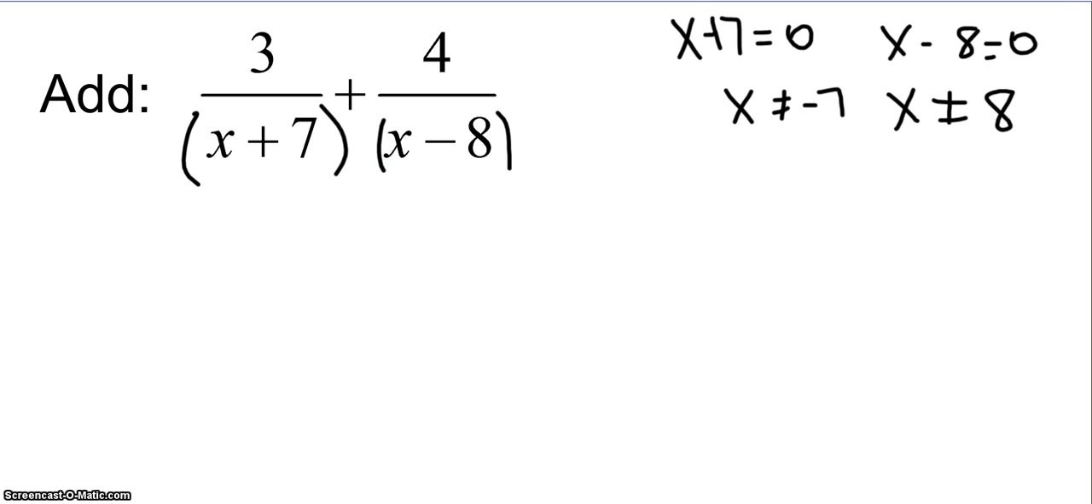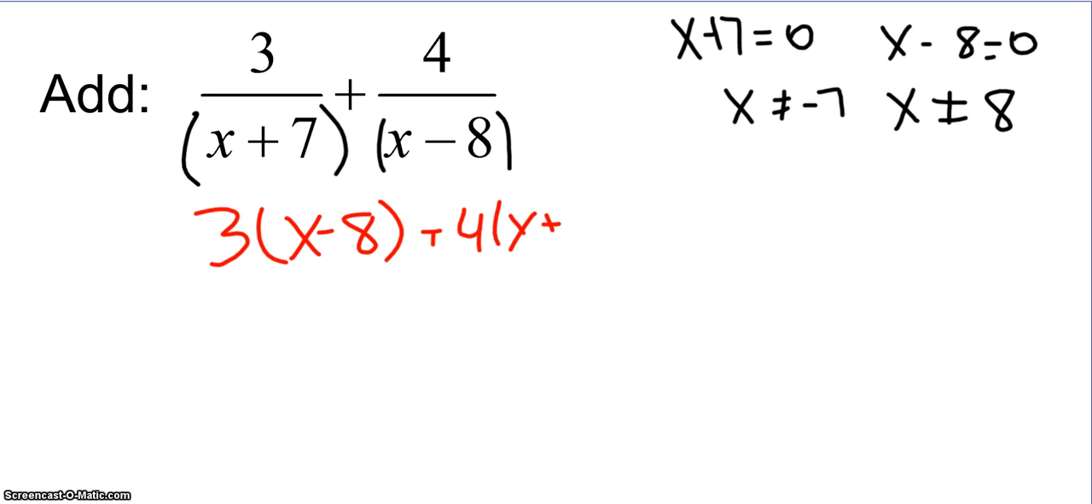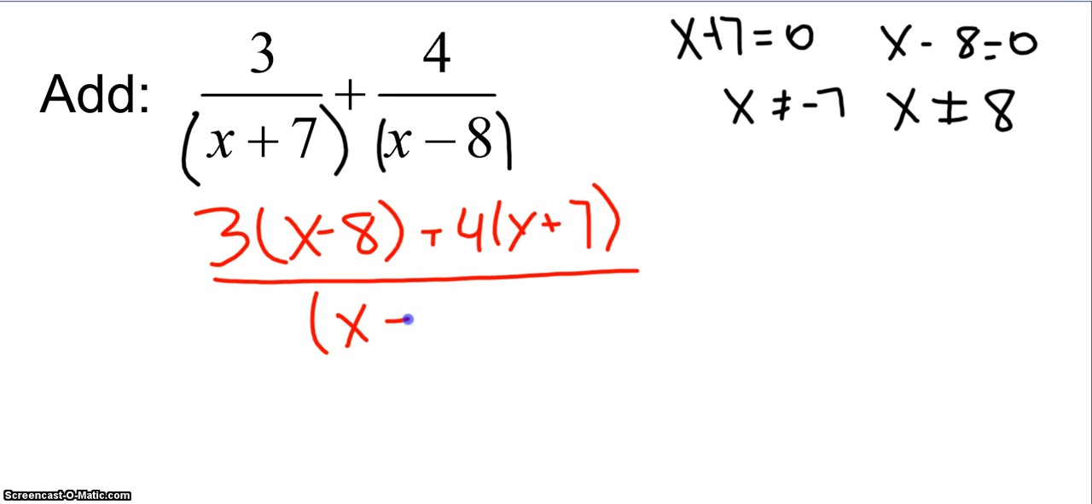And now let's write it as one common fraction. So the 3 over (x plus 7) is missing the (x minus 8). So I'm going to multiply 3 times (x minus 8). Then the 4 over (x minus 8) is missing the (x plus 7). So I'm going to do plus 4 times (x plus 7). And that's all over (x plus 7) times (x minus 8).